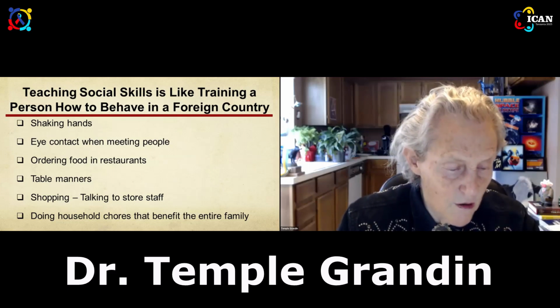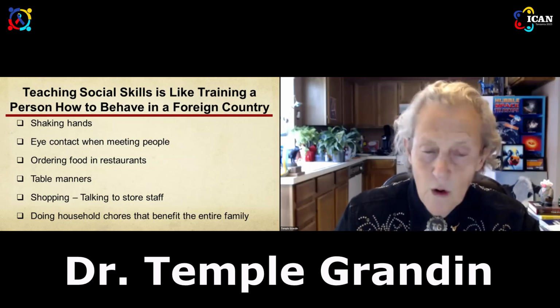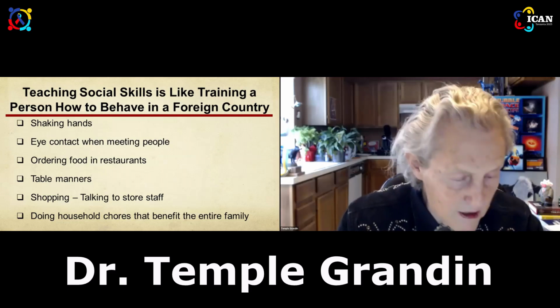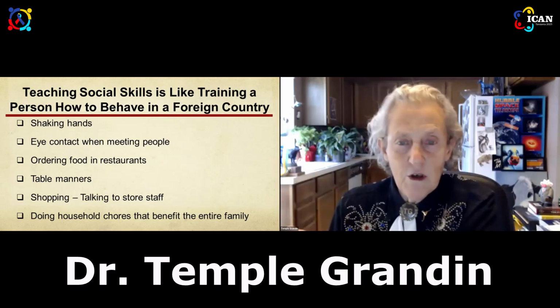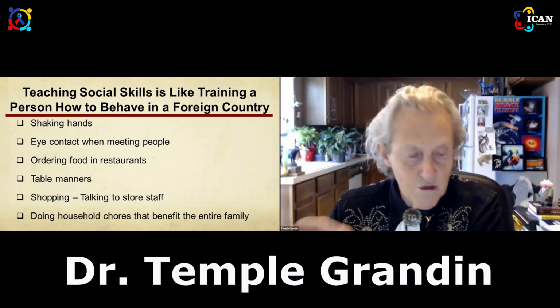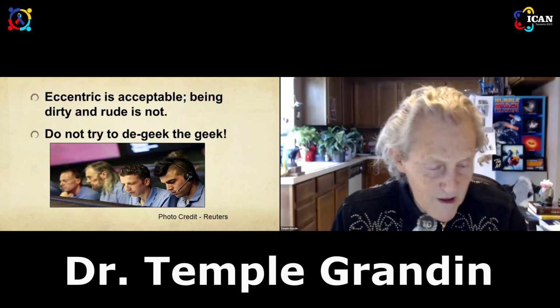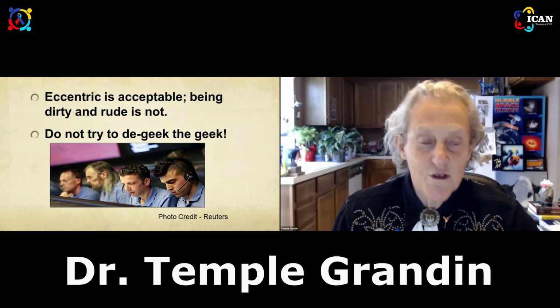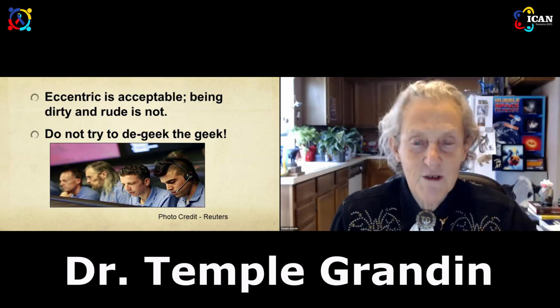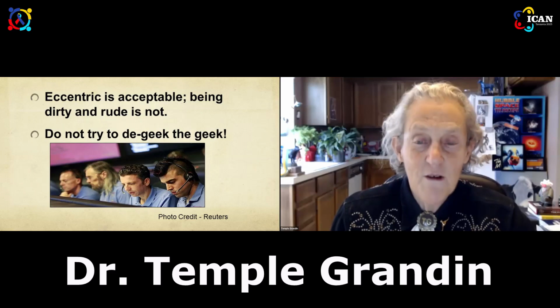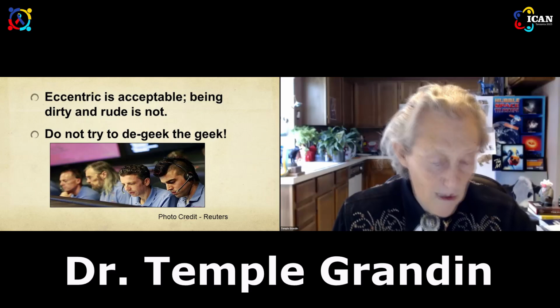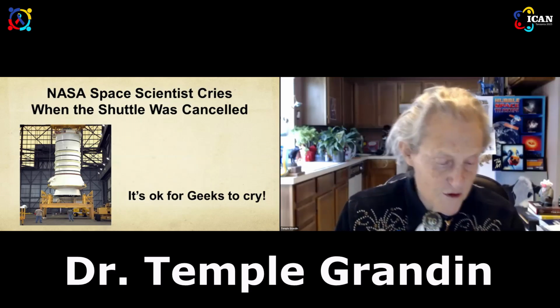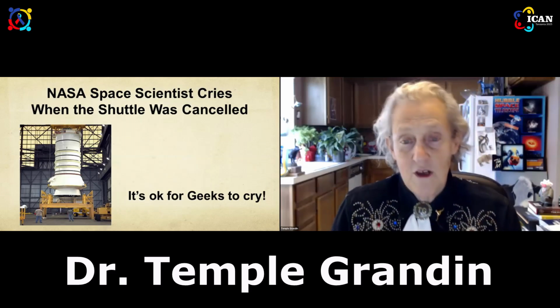Teaching shaking hands, ordering. I'm seeing kids that have never ordered food in restaurants. That's ridiculous. Shopping. 16-year-olds doing well in school and they've never gone shopping by themselves. This is ridiculous. The next slide, I got to visit the Jet Propulsion Lab. Most of the guys that run mission control, eccentric's fine, red hair is fine, dyed hair is fine, filthy, dirty slobs are not okay.